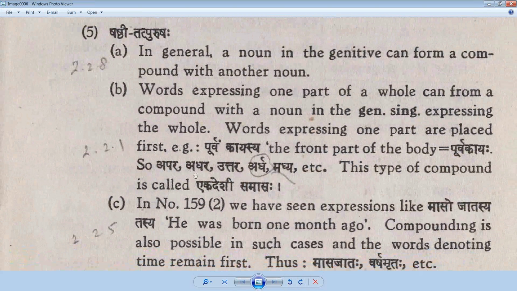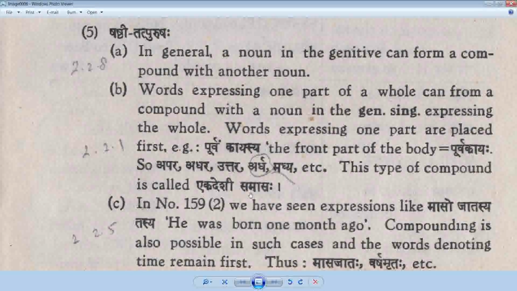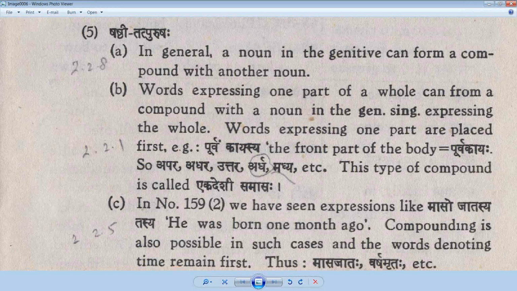But they made the correction in the book. Please make the correction. I think I incorrectly said that this might be okay. This Ekadeshi Samasa will not be correct, because the Samasa is not Ekadeshi, it is a Samasa involving something which has parts. We'll come to that. You can update this in the book. Basically, you want it like this.